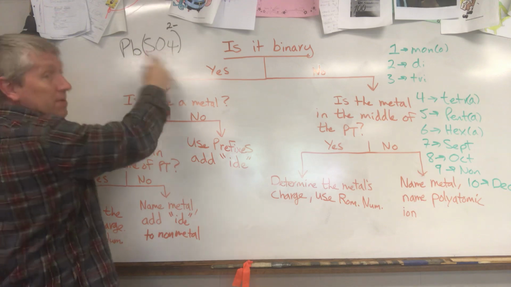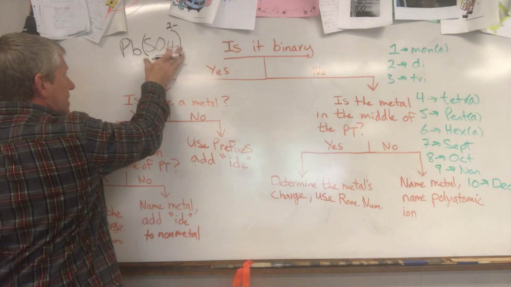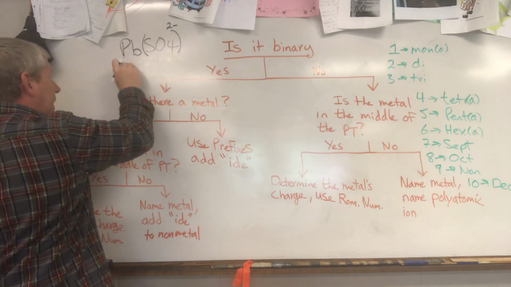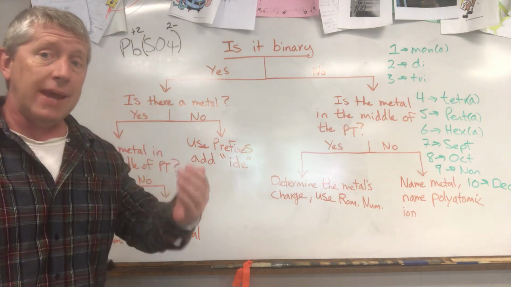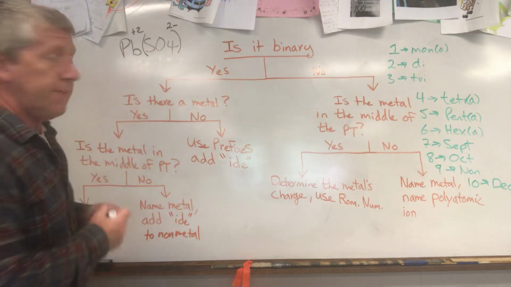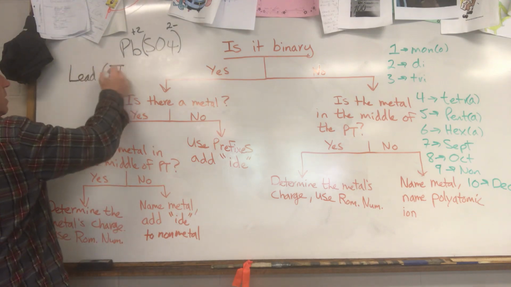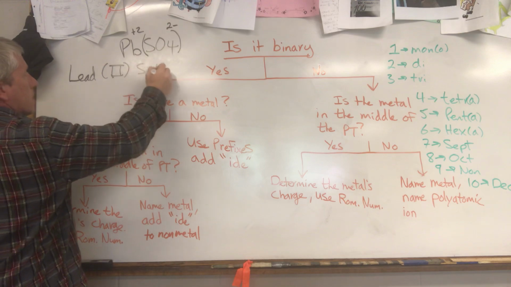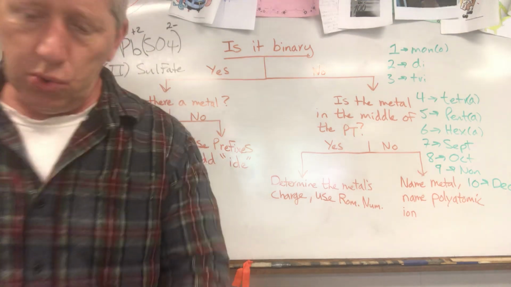That's 4 oxygens in the sulfate. So it's one sulfate, which has a -2 charge. There's one lead, which must be using a +2 to balance the -2. So this has to be lead 2 sulfate. So lead 2 sulfate. All right, lead 2 sulfate.